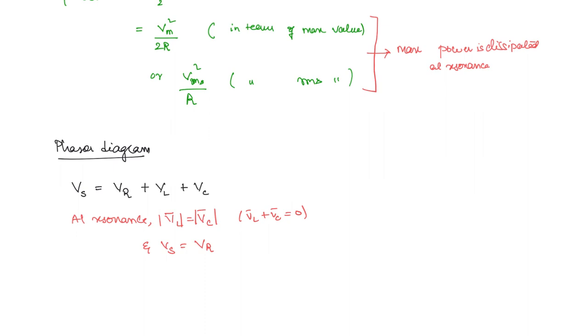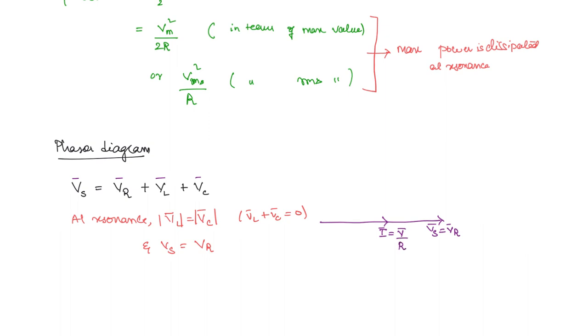So, what will be the phasor diagram? This will be Vs is equal to Vr. The current will be somewhere here. These are all phasors. So, this will be equal to V bar by R.